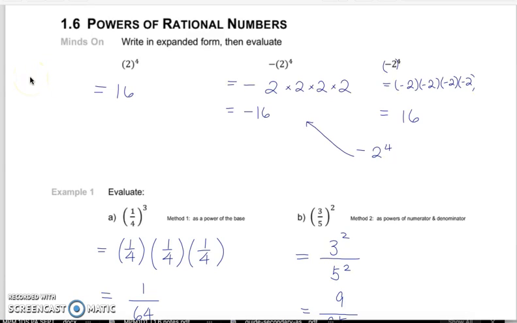Hi everyone, this is lesson 1.6, Powers of Rational Numbers in Grade 9 Academic. You should have your handout with you and you can pause this video at any time if you need to slow down or write down the notes clearly. I will explain to you how each question can be done. After the lesson, you are going to work on your homework, which will be given to you by your teacher.